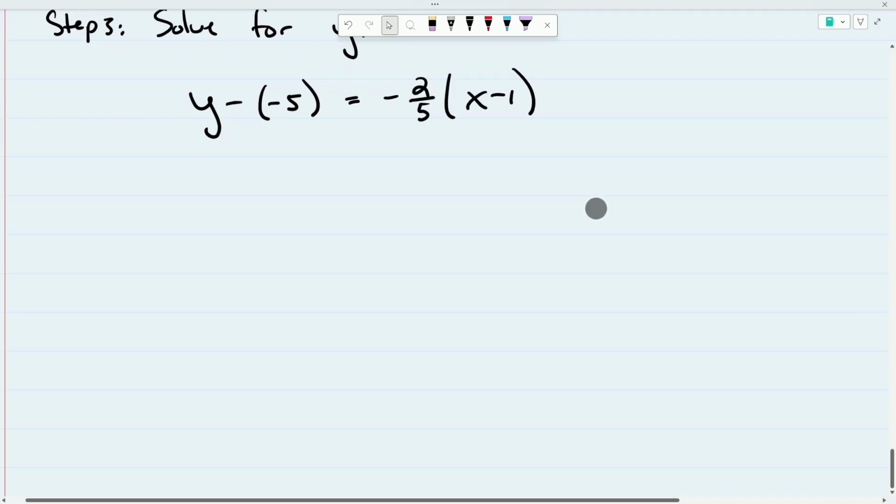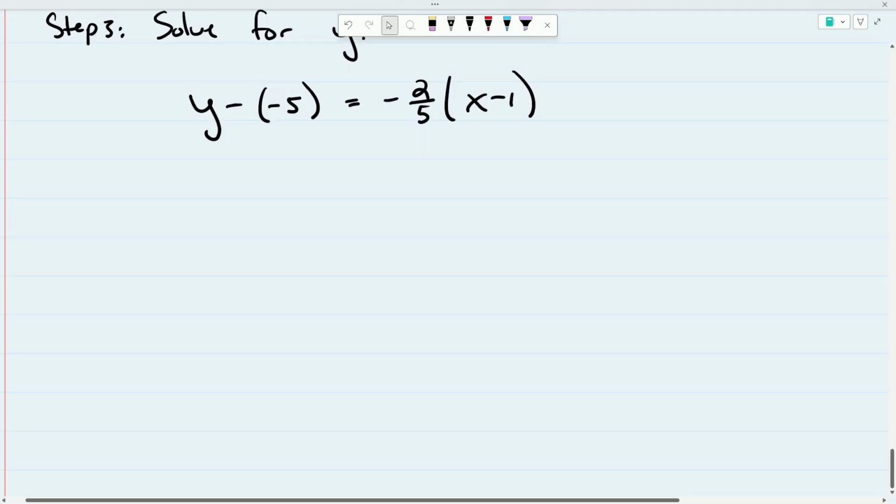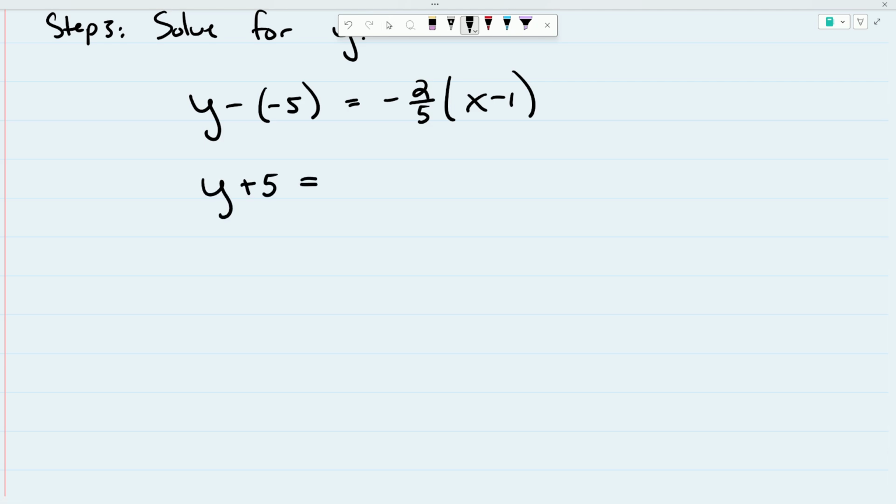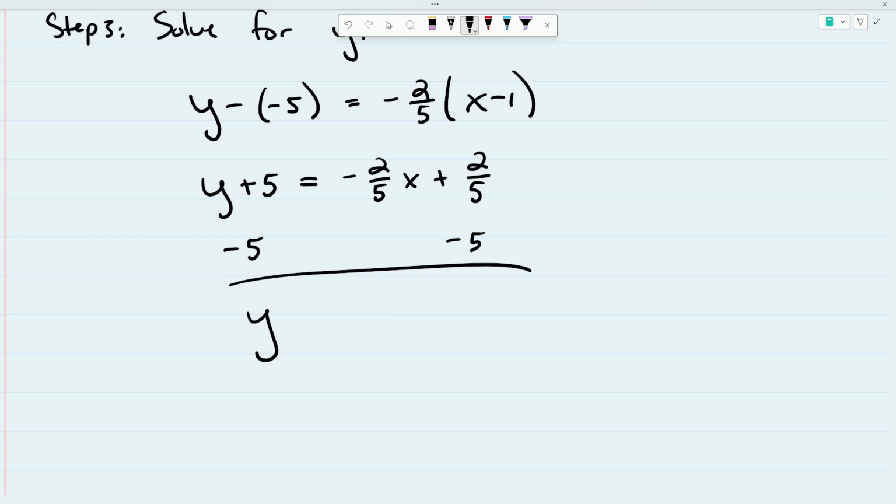Perfect. So left-hand side of the equation, you have a double negative. We're going to make that y plus 5. On the right-hand side of the equation, I'm going to go ahead and distribute to give me negative 2 over 5x plus positive 2 over 5. Now I need to subtract 5 from both sides to give me y equals negative 2 over 5x. And if you notice, and I will highlight for us, we have this simplification that needs to happen.